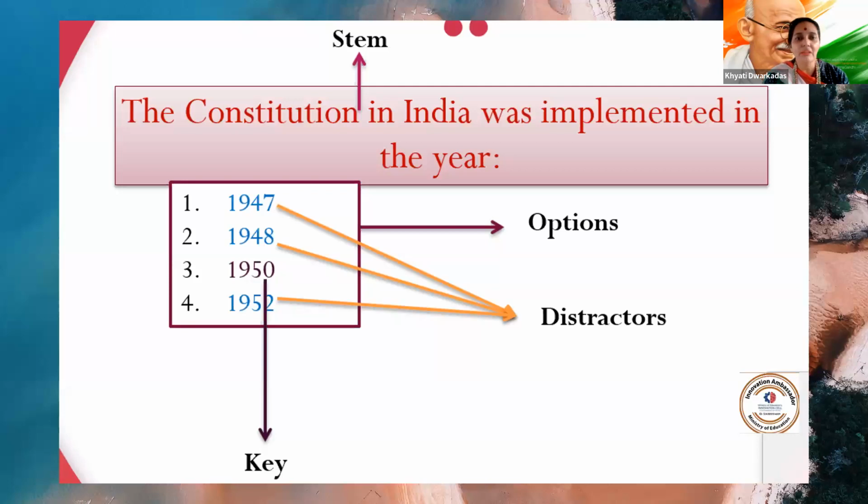Now the stem, look at this as an example. The Constitution of India was implemented in the year. And I have given you all of these options, 47, 48, 50, and 52. These are your options. Now look at this. The options are very close to each other. All 4 are years. All 4 years are very, very significant in the social science fraternity. 3 of them are distractors because they are nowhere near the correct answer. And the correct answer is the key.